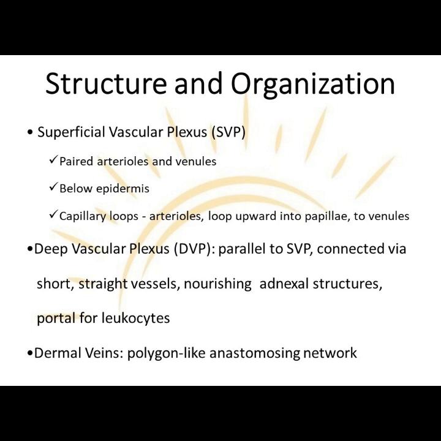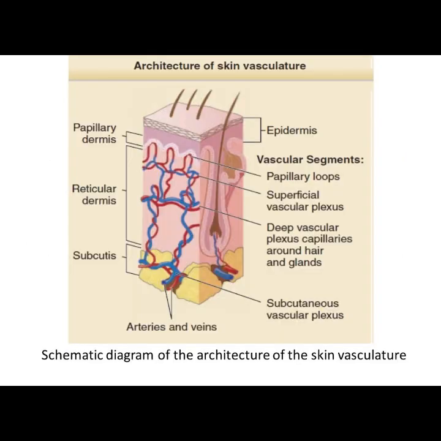It connects to the superficial vascular plexus via short, straight vessels. It provides nourishment for adnexal structures such as hair follicles and glands. It also serves as a portal for leukocytes to enter the dermis during inflammation. Dermal veins form a complex, polygon-like anastomosing network. This is the architecture of skin vasculature.